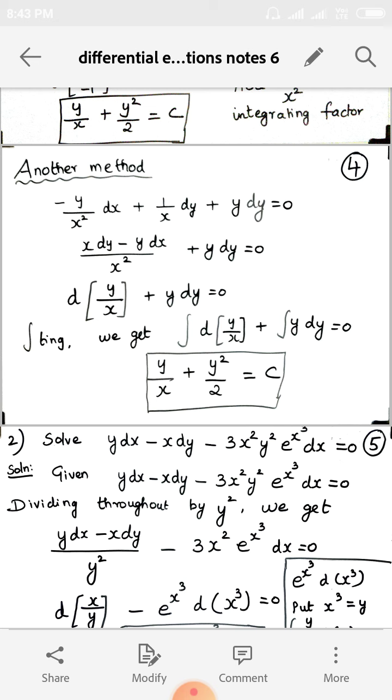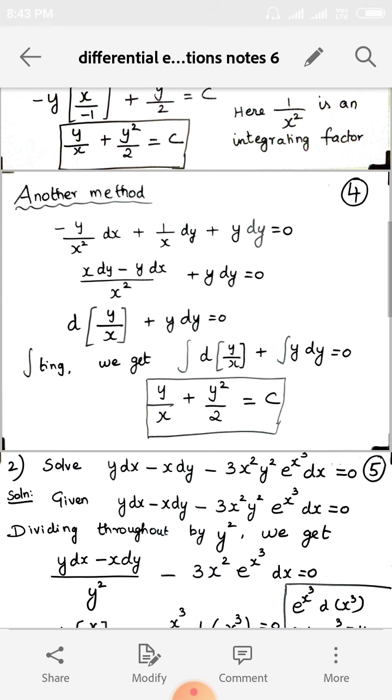Right girls? So see the first term, x dy minus y dx by x square. This is nothing but the u by v formula, that is the quotient rule. What's the differentiation of u by v? v du minus u dv by v square. So we have to apply the formula here. Instead of u and v, we have to use x and y. So x dy minus y dx by x square can be written as differentiation of y by x. See the denominator is x square, so in the numerator you have to take u is equal to y and v is equal to x. So differentiation of y by x plus y dy.